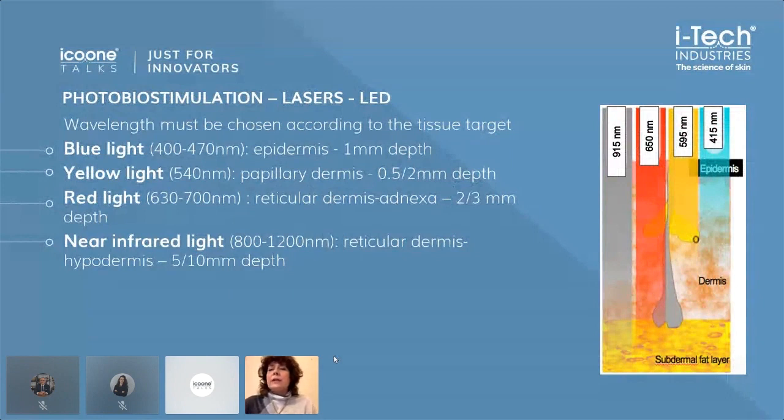And a further classification is based on the wavelength according to the tissue target and the capability of the light to penetrate into the tissue. For example, blue light for epidermis, yellow light for papillary dermis, red light for reticular dermis and annexa, and near infrared light for reticular dermis and hypodermis.